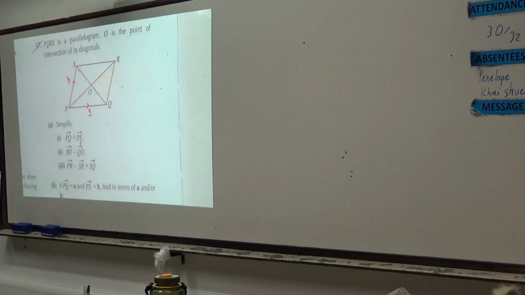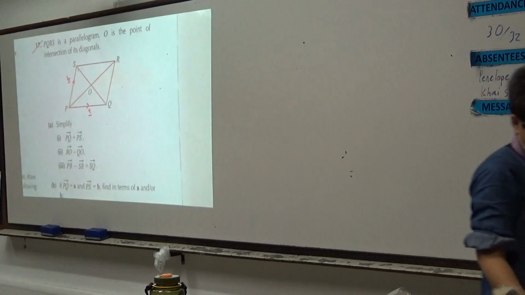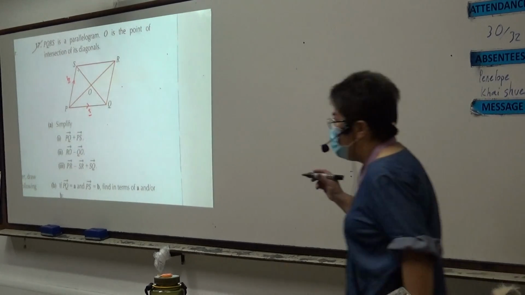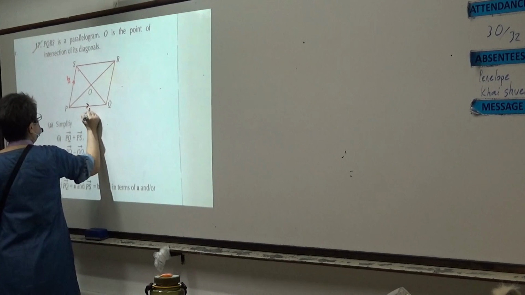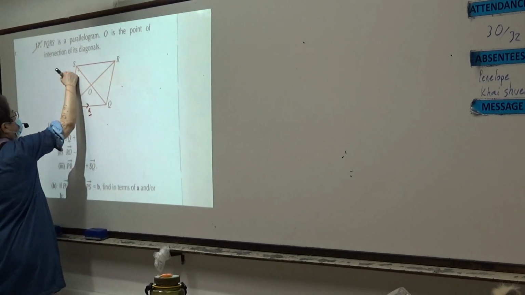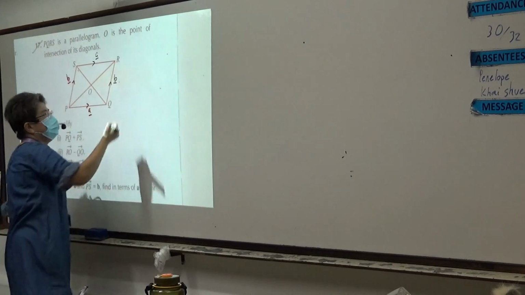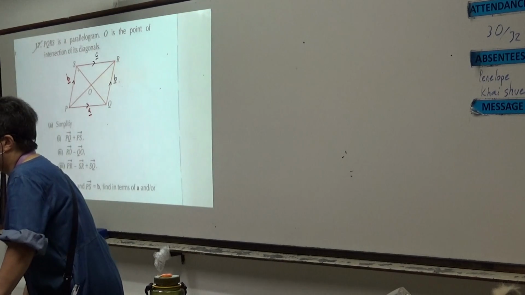Alright, now what I want you to do is this. First, can you just call this A, this B, this A, and this B, so that you can see it better later. Okay?